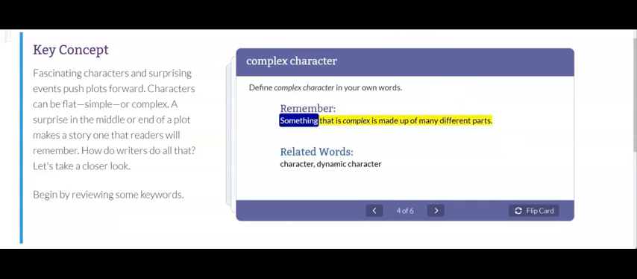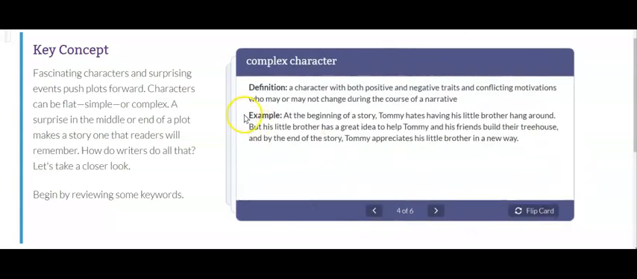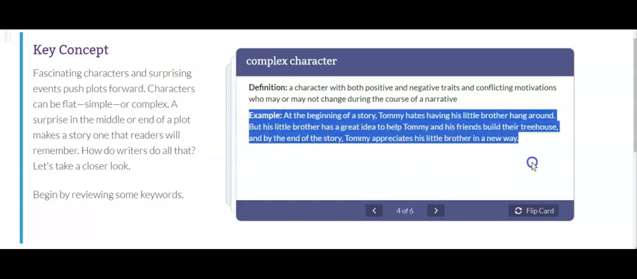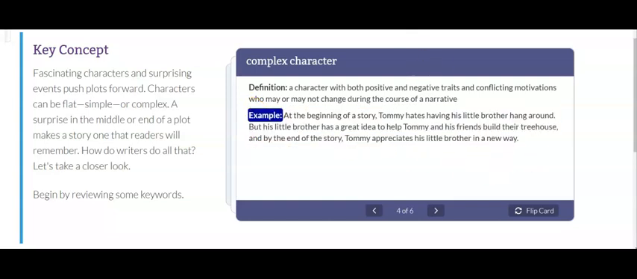Remember, something that is complex is made up of many different parts. Example. At the beginning of a story, Tommy hates having his little brother hang around. But his little brother has a great idea to help Tommy and his friends build their tree house, and by the end of the story, Tommy appreciates his little brother in a new way.